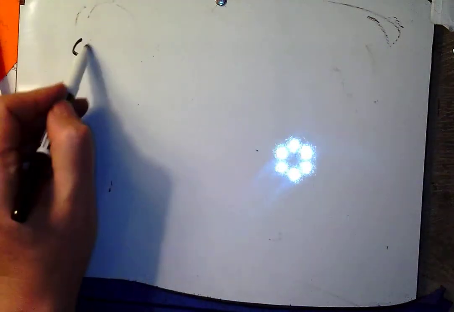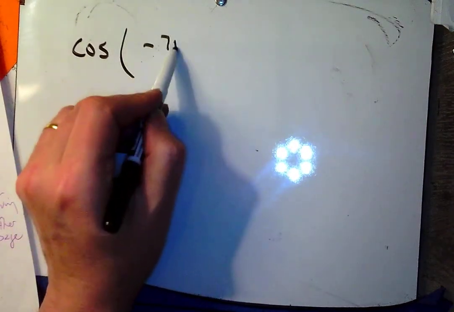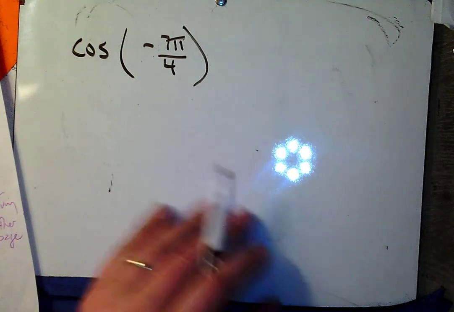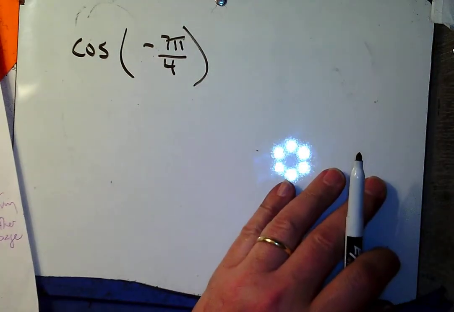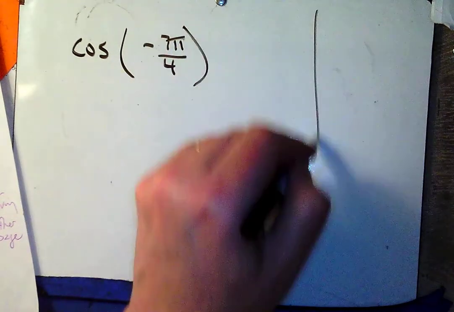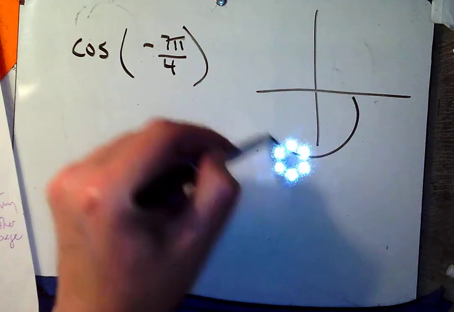How about this one? Cosine negative 7 pi over 4. Cosine of negative 7 pi over 4. 5, 4.